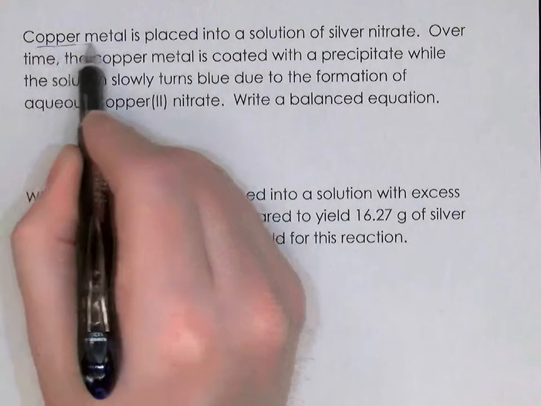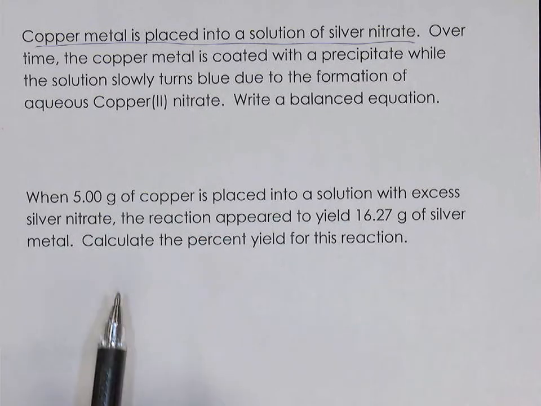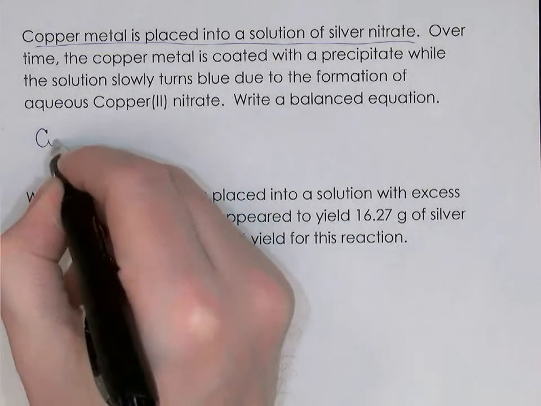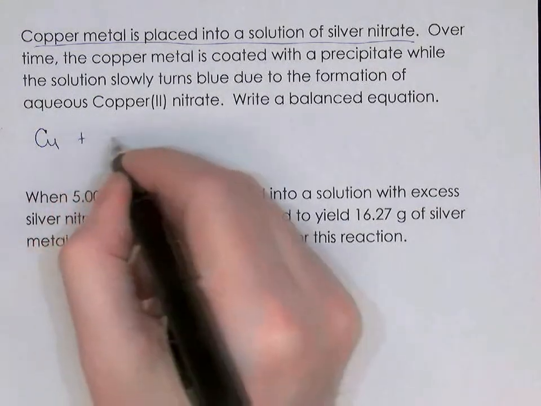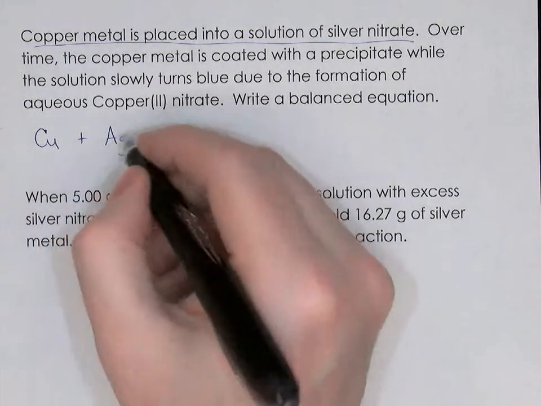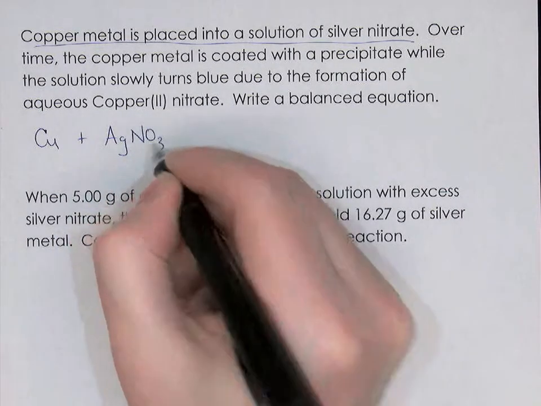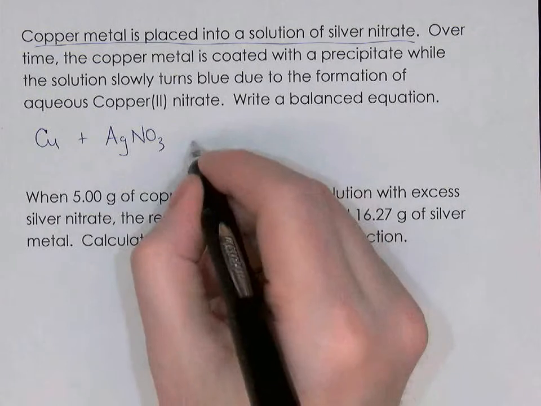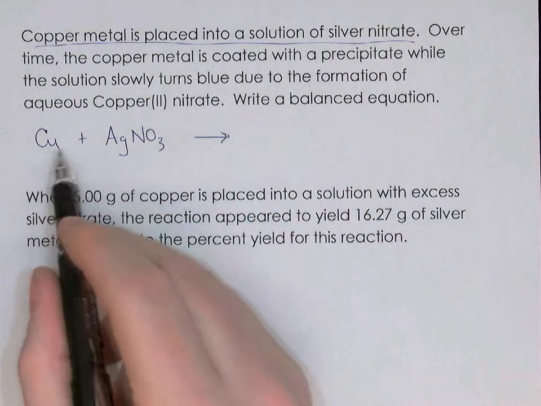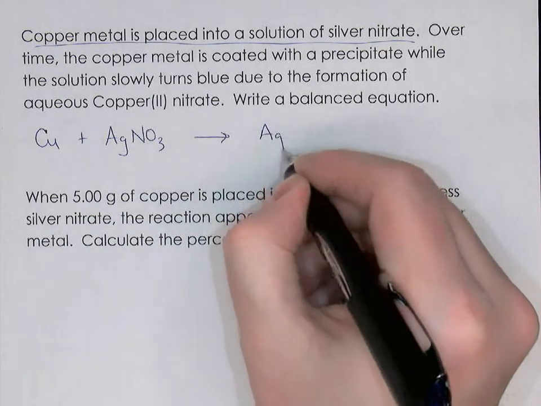Really, all I would need is this first sentence and perhaps a little bit of common sense. It looks like a single replacement reaction. Copper, the element, reacts with silver nitrate. Silver has a charge of +1 and nitrate has a charge of -1, so AgNO3 is silver nitrate. The product would be copper nitrate and silver metal. So here's the silver metal.